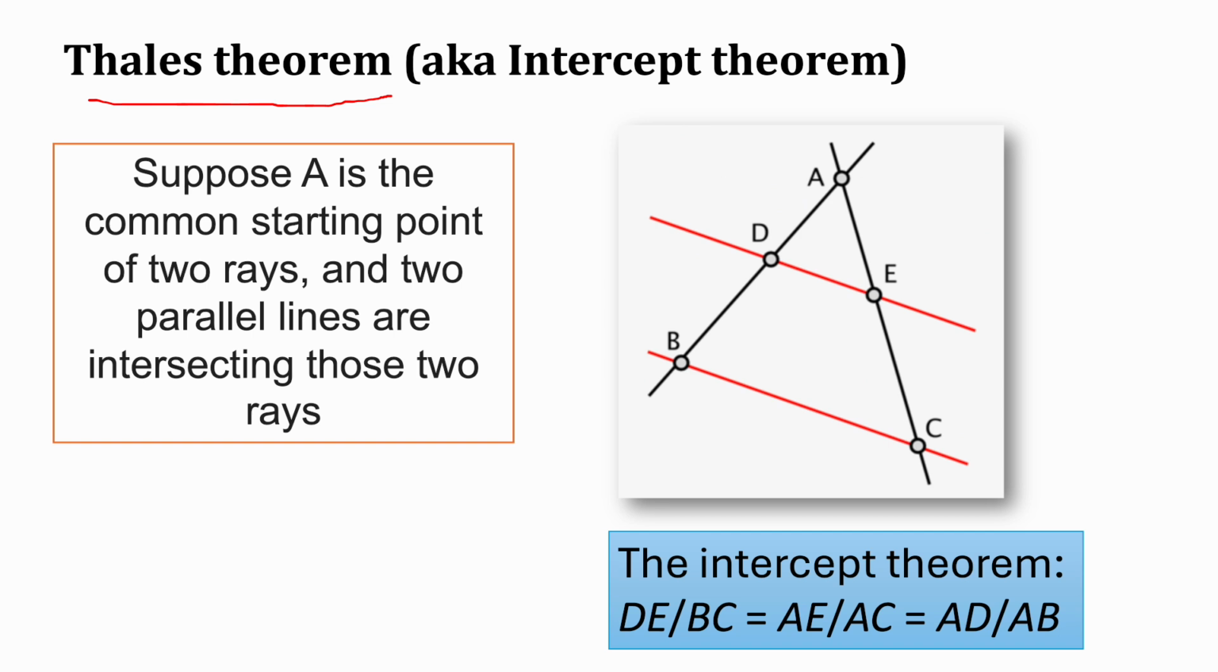The theorem says that if two line segments are intercepted by parallel lines, so this line DE and BC are parallel, thereby creating two triangles, ADE and ABC, then the ratio of DE to BC shall be equal to AE to AC, which shall be equal to AD to AB. So the ratios are congruent. That's what Thales' theorem says.